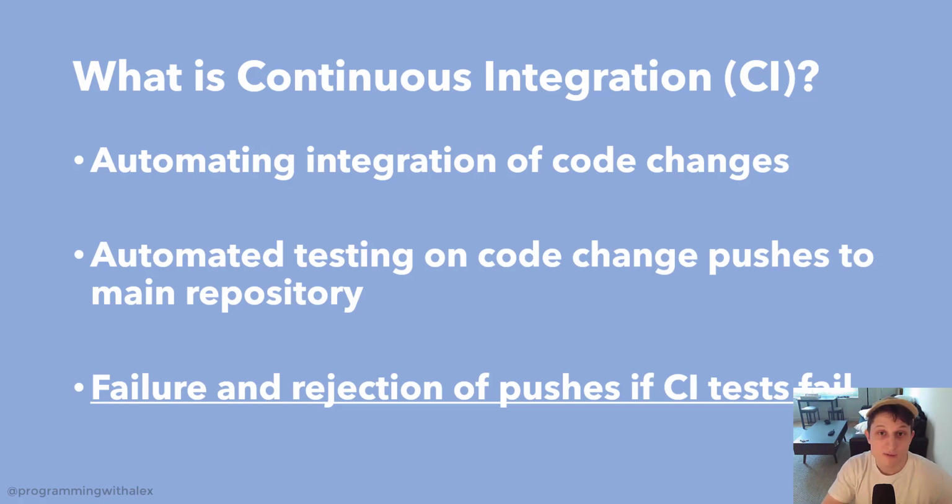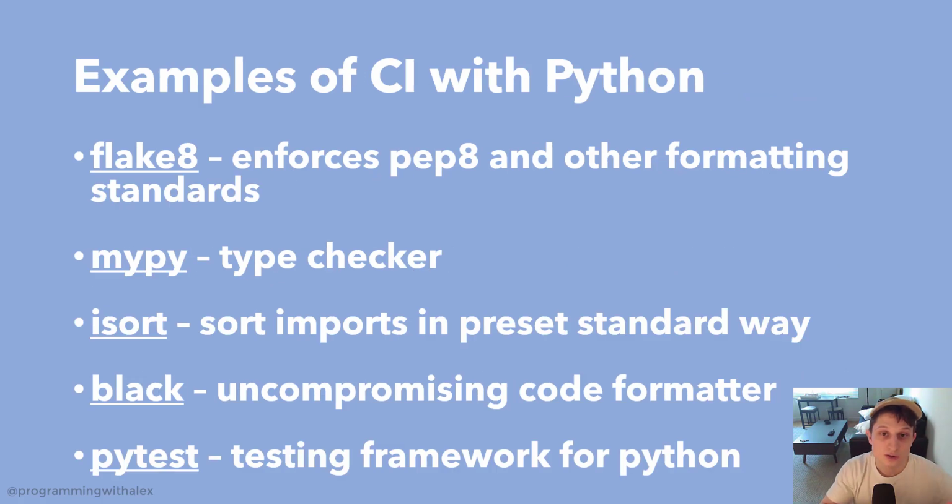In reality, every single one. It enforces consistency across the code base and ensures that functionality that already exists in your code base isn't being broken. It's standard practice in the industry, and you should strive to incorporate this in every one of your Python projects. So let's go through a few examples of continuous integration with Python.